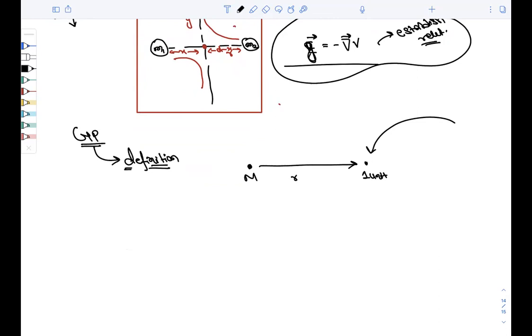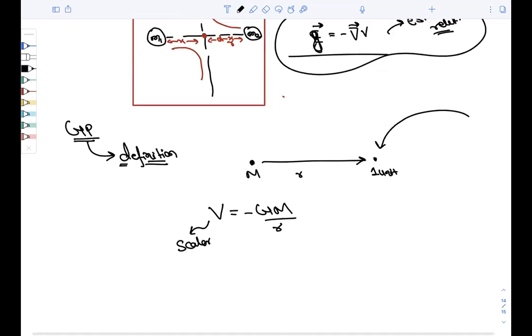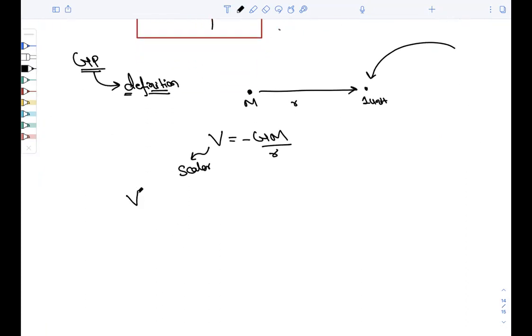So for m and r, what can be V? Potential is equals to minus GM by r. The potential between them is equals to minus GM by r. Again, it's a scalar quantity, so it can be simply added. So what we need to do? V net at that point will be V due to 1 plus V due to 2, potential due to 1 plus potential due to 2. Acha, one more thing. If you write delta V, it will represent a more accurate picture.